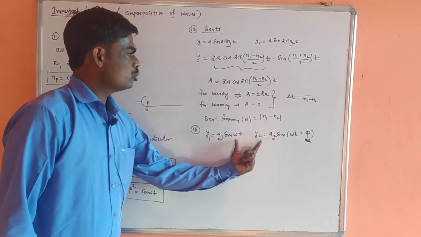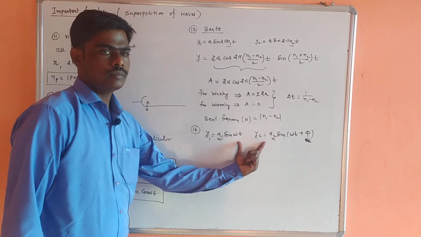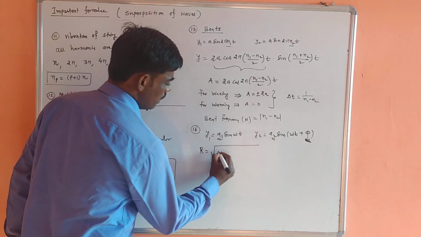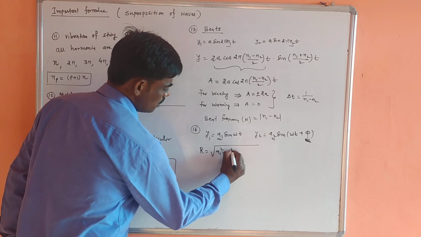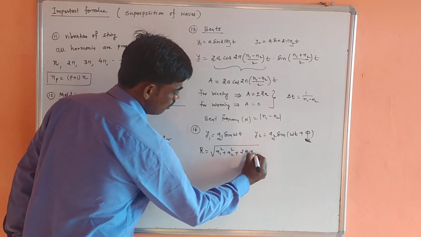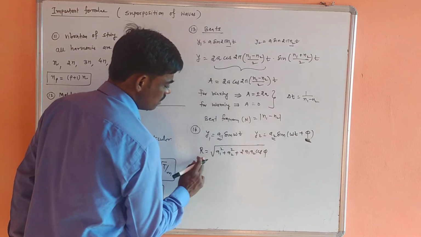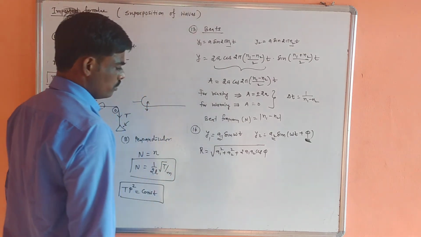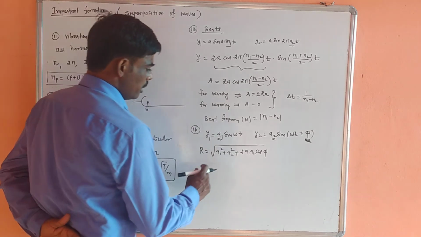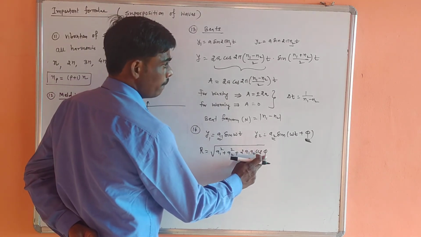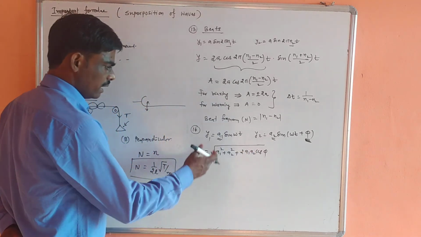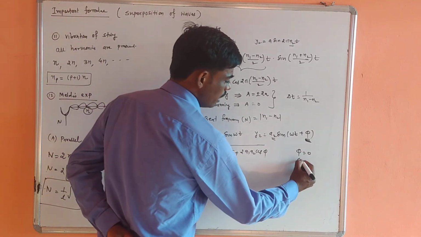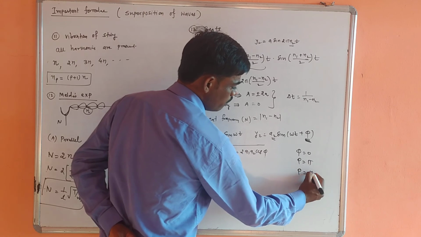Then on superposition of these two waves, the resultant amplitude R is given by the square root of a1 square plus a2 square plus 2 times a1 a2 cos phi. This is the resultant amplitude, and it depends on this phase phi. So we can take different conditions here. What will happen if phi is 0? What will happen if phi is pi? What will happen if phi is pi by 2?